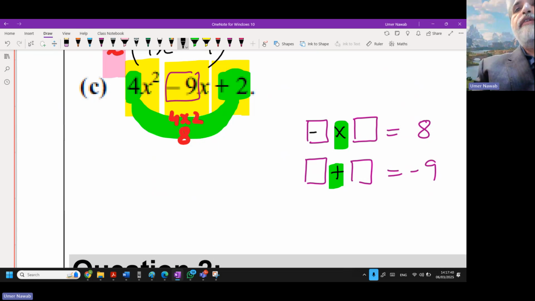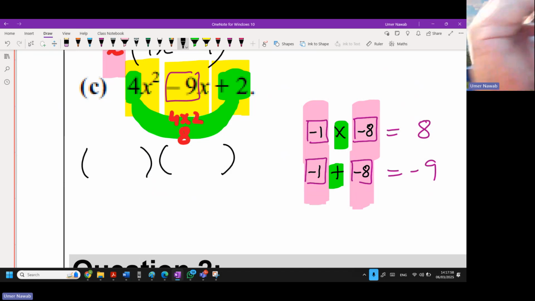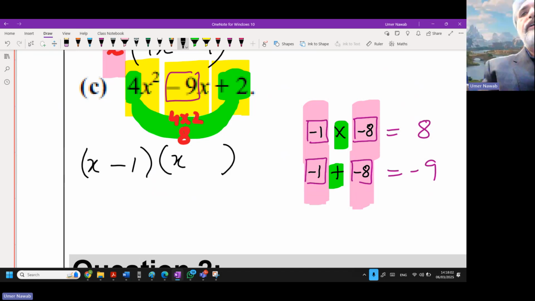Yes, Mr. Omar, when -1 multiplies with -8, it gives you 8. But when -1 and -8 are added together, it gives us -9. So what are those two numbers, boys? Those two numbers are -1 and -8. So now I'm going to write my two factors. The first factor is -1, and the second factor is -8. And I need to copy the same numbers, -1 and -8.